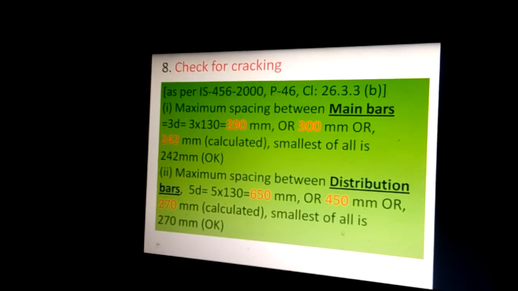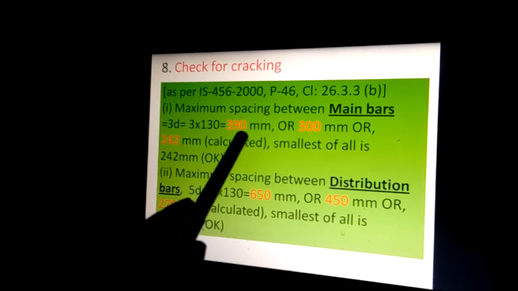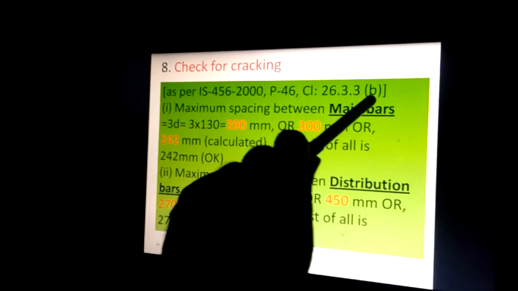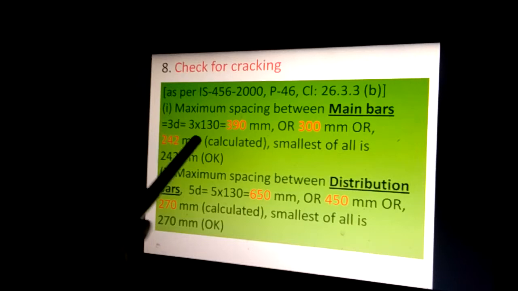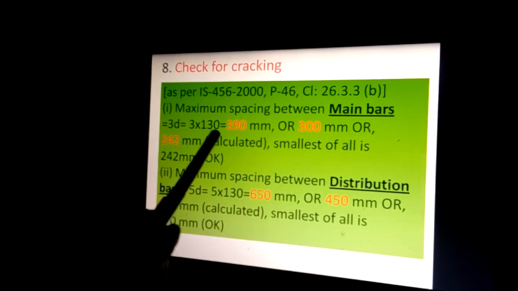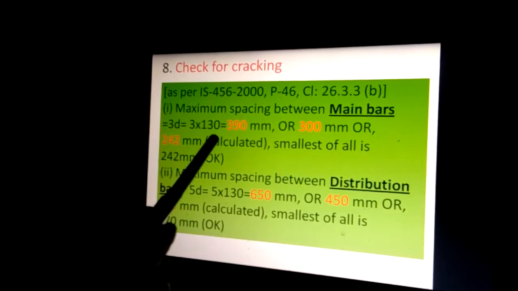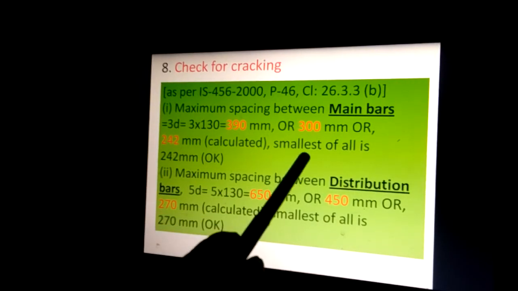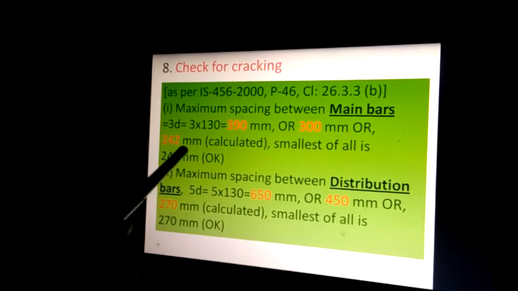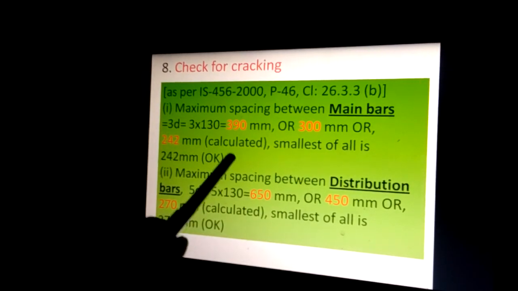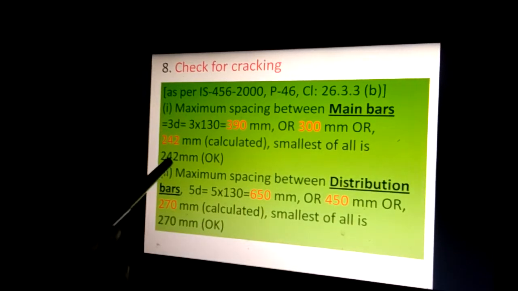Now we'll check this steel area and spacing as per control of cracking in the light of IS 456-2000, page 46 clause 26.3.3b. For the main steel, the spacing between bars would be 3 times the effective depth, that is 3 into small d, 3 into 130, 390 millimeter, or a maximum of 300 millimeter, or the actual, which is 242 millimeter, which we have calculated. So the smallest of these three is 242 millimeter. So this will be provided because it is less than the maximum and 3d.